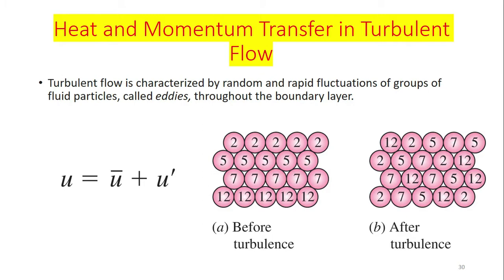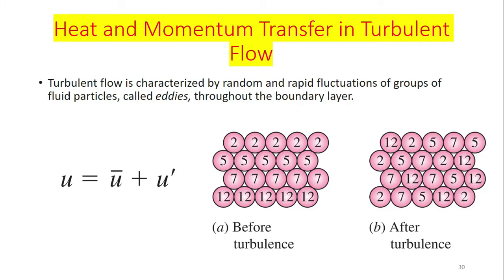Turbulent flow is characterized by random and rapid fluctuations of groups of fluid particles, and these fluid particles are sometimes called eddies throughout the boundary layer. These fluctuations provide an additional mechanism for momentum and heat transfer. In laminar flow, the fluid particles flow in an orderly manner along streamlines, and both momentum and heat are transferred across streamlines by molecular diffusion.